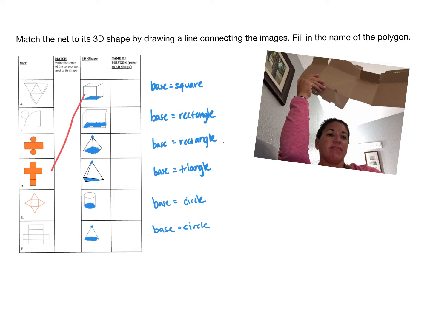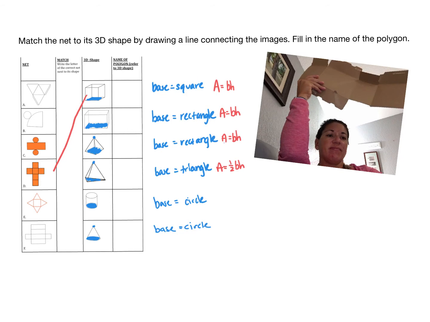You'll need to know the area formulas for all these different bases. So the area of a square is length times width, or base times height. The area of a rectangle is length times width, or base times height. Area of a triangle is half of a rectangle, so therefore it's half of base times height, or base times height divided by 2. Area of a circle is pi, which is approximately 3.14, times the radius squared. Be careful of PEMDAS. You want to do the radius squared first and then multiply by pi.